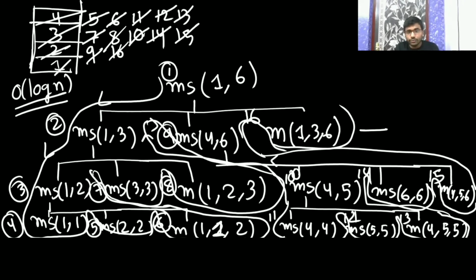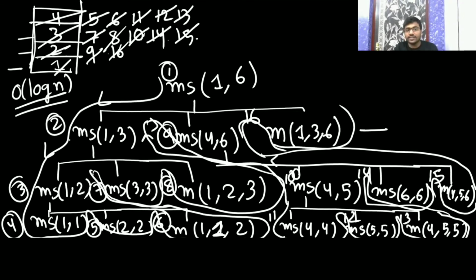See, 2 9 16 is always taking the second one, always here. See this, 3 7 8 10 14 15. So at a time, maximum it will require 5 cells. Are you getting that? At max it requires 5 cells.